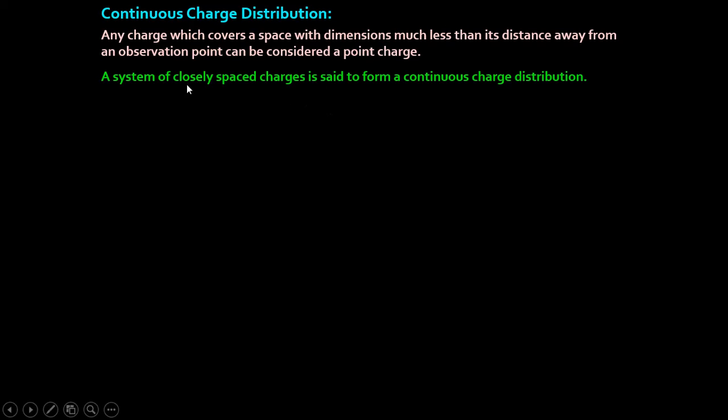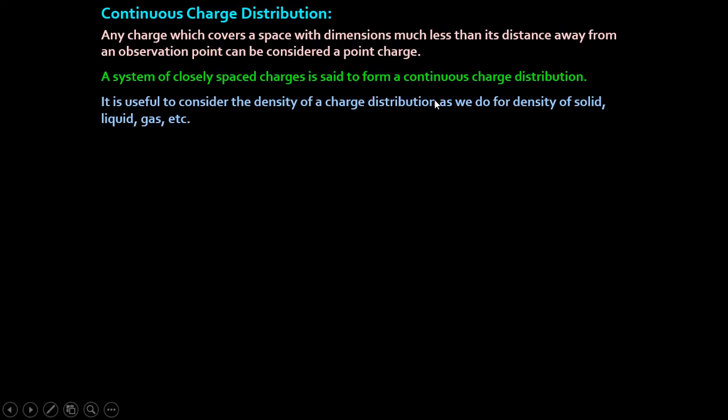And the system of closely spaced charges is said to be a continuous charge distribution. When the charges are packed very closely, when they are tightly packed, when there is no space between two charged bodies, or no space between two charges, then the charge distribution can be treated as a continuous charge distribution.